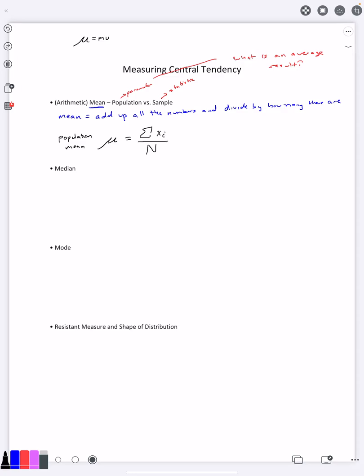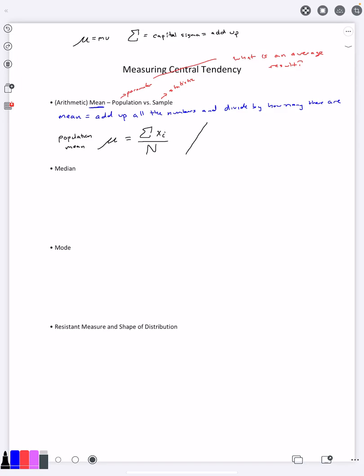Now, I have another Greek letter here. This is the capital Greek letter sigma. All capital sigma means is add up. So when I put the capital sigma next to x sub i, it means add up all the x's, all the values of your variable that you've measured. And then capital N is the population size. And so you add up all the data points, divide by the population size, and that gives you your population mean.